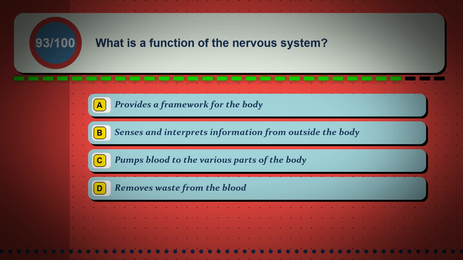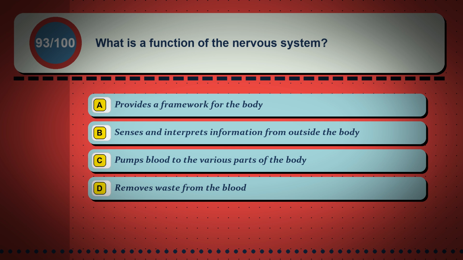Question 93. What is a function of the nervous system? Option A. Provides a framework for the body. Option B. Senses and interprets information from outside the body. Option C. Pumps blood to the various parts of the body. Option D. Removes waste from the blood.